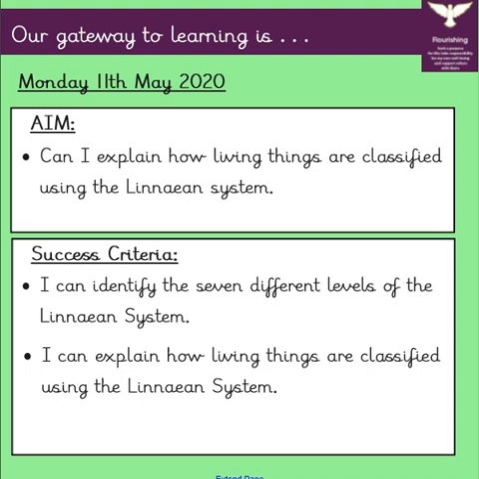Today's date is Monday the 11th of May, and our aim for today's session is to be able to explain how living things are classified using the Linnaean system. To be successful today, we'll need to identify the 7 different levels of the Linnaean system and explain how they are used to classify living things.